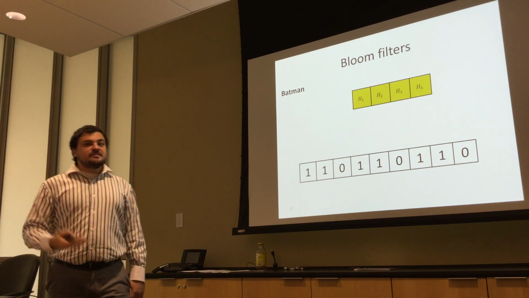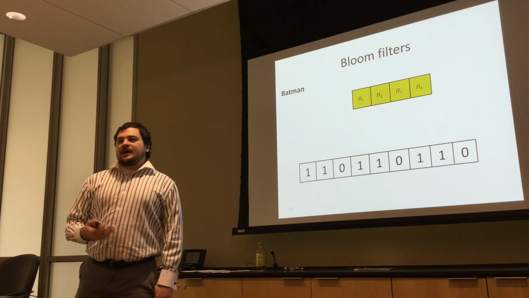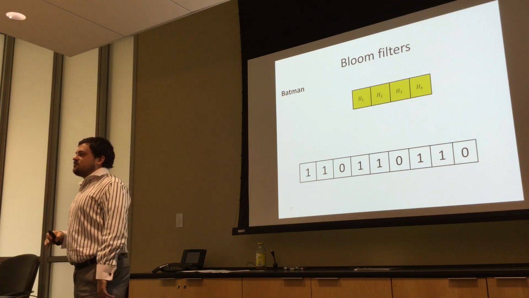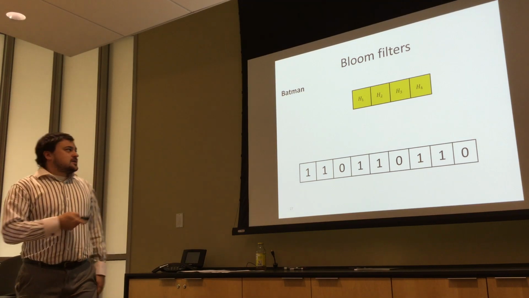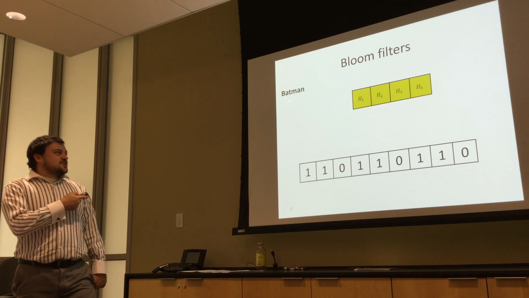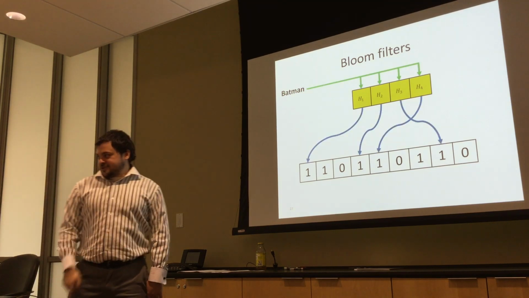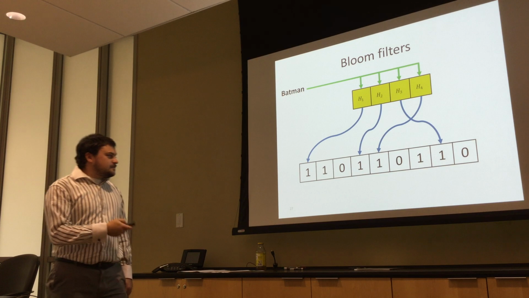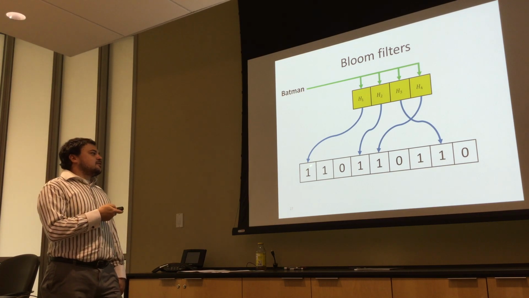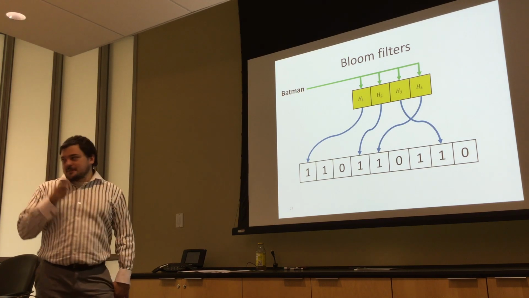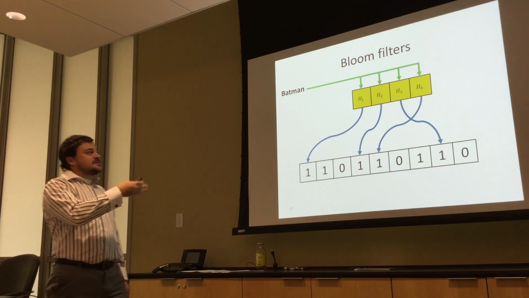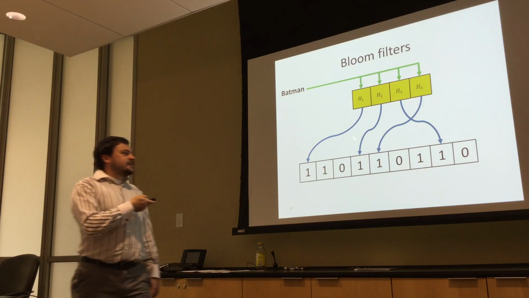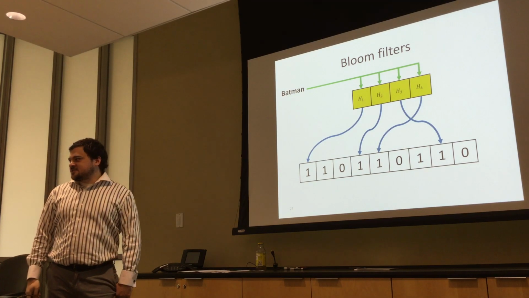So now let's say that some mystery person walks in the door. And I want to know, is this mystery person one of my friends? So what I'll do is I'll take this mystery person, Batman, and give him as input to all of the hash functions. Now I'll look at all of the bits that are mapped to by these hash functions.